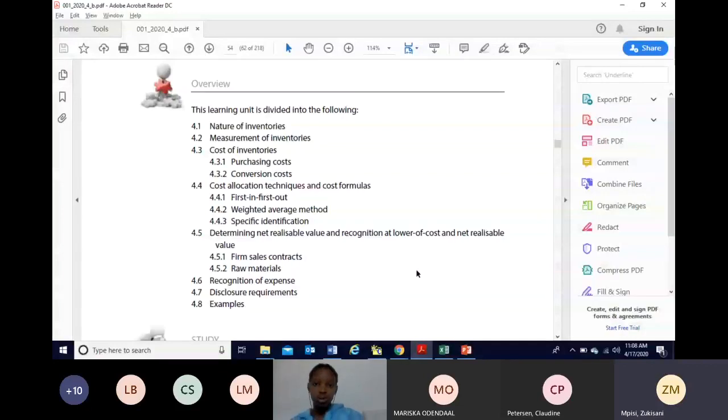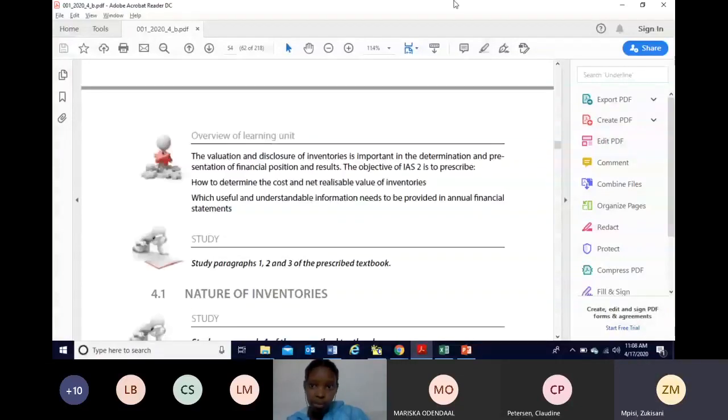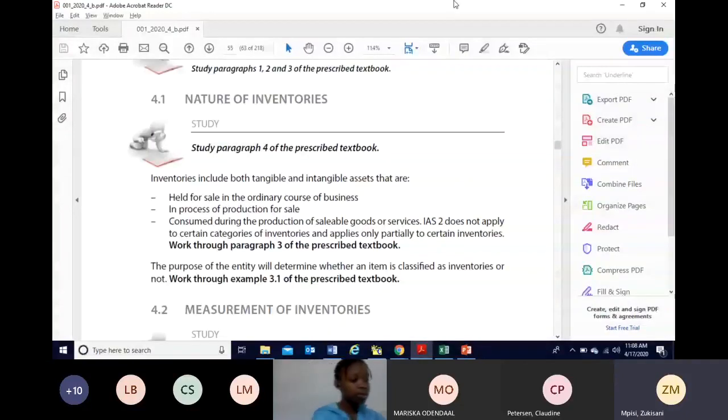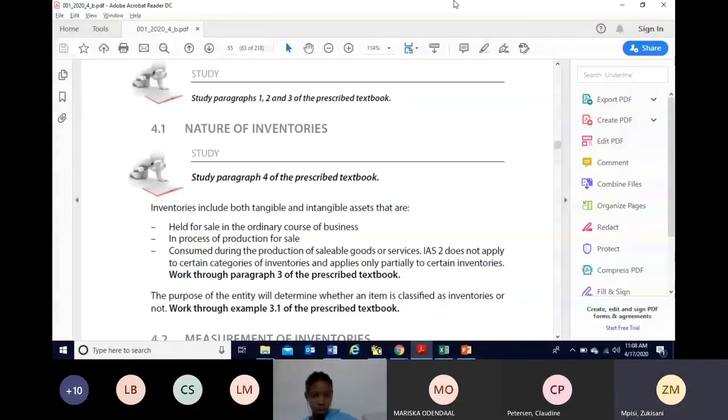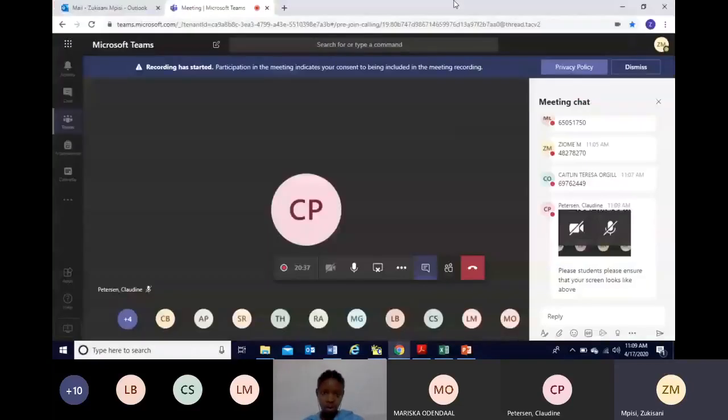The definition of inventory is also covered in your study guide. If you can go with me on your study guide on page 55, on 4.1, they say the nature of inventory. Inventories include both tangible and intangible assets that are held for sale, in the process of production for sale, consumed during the production of saleable goods or services. IAS 2 does not apply to certain categories of inventories and applies to certain inventories. So most of the time you will find in the study guide they refer us to the textbook.